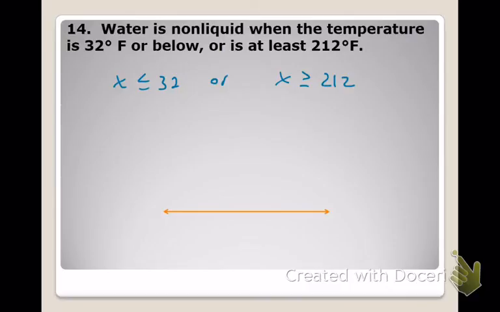Right? And there you go. So 32 here, 212 here, closed circle on 32, and we'll take everybody less than, open circle on 212, and we'll take any temperature greater than, and the water will be non-liquid. And there you go, an example of an or compound inequality from a bit of a story problem.